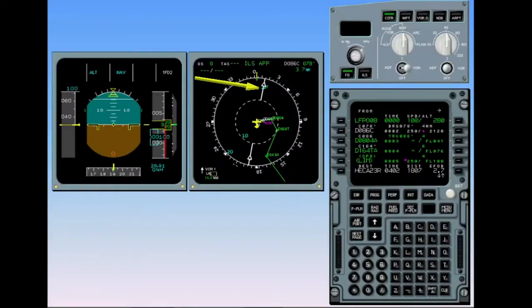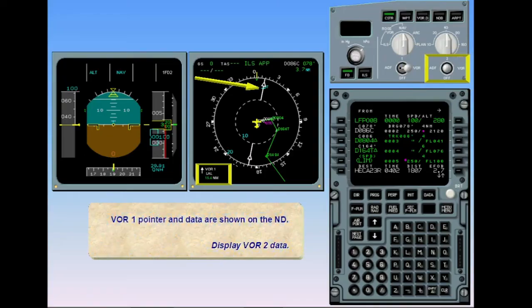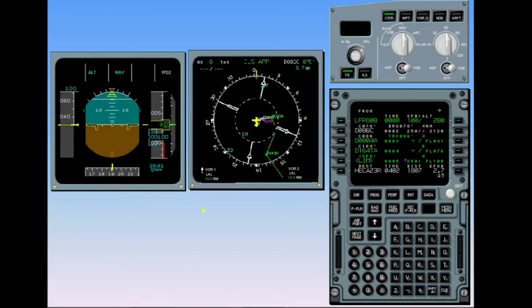VOR1 pointer and data are shown on the navigation display. Display VOR2 data. The left side of the ND navigation display shows information from receiver 1 and the right side data from receiver 2.